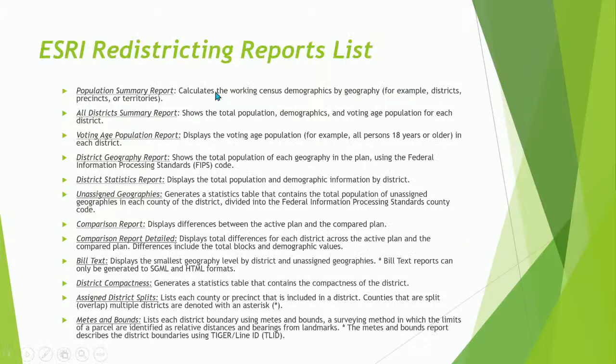This is a list of all the reports. I won't bore you with that. I'll run some as an example later on, but feel free to check these. There's a few pretty neat ones. The assigned district splits actually allows you to see the demographic data based on, I believe, the voting VTDs, the voting precinct geographic areas. But we can provide examples of this based on request whenever.